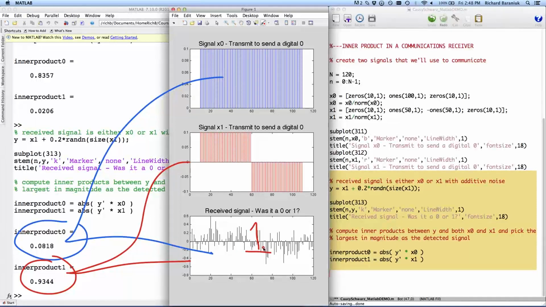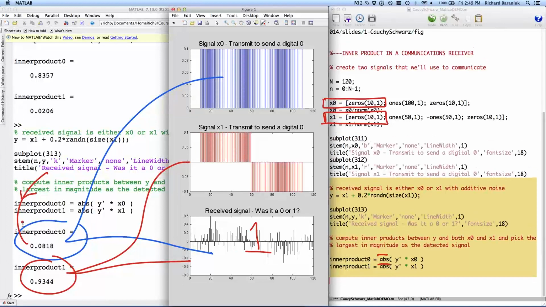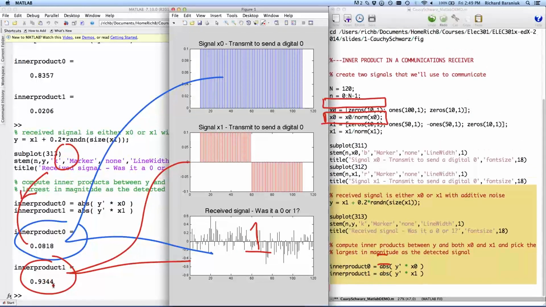Moreover, since we have normalized the signals, you see that here we've divided out by their 2 norm. We know that the smallest that this inner product can be, notice we're taking the absolute value, is 0, and the largest it can be is 1. And so we see that here we're doing really quite well. We have an inner product of 0.9344, which is about as close to 1 as you should expect to get with this large amount of noise.